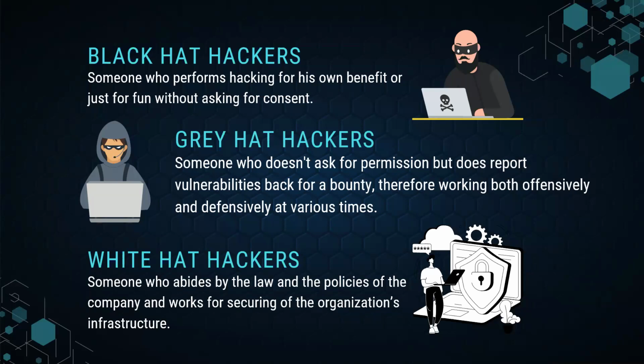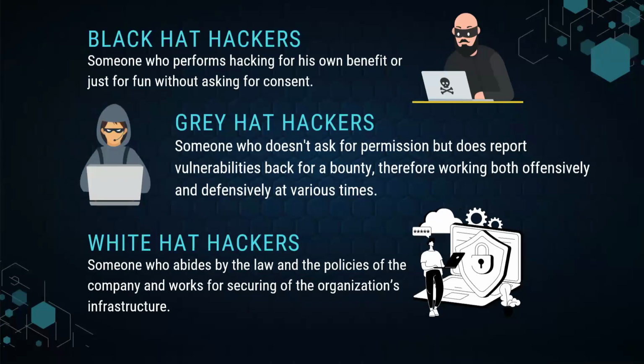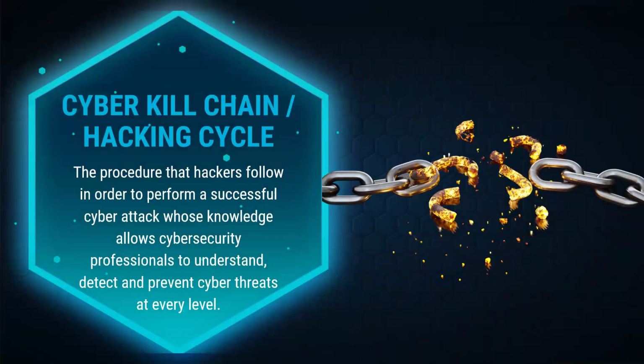Now, no matter what hacker you take here, these are professional individuals who perform hacking or ethical hacking in a certain procedure. That procedure is called the cyber kill chain. Our entire course is going to work on the cyber kill chain and understand the steps taken by hackers to perform attacks, or by ethical hackers to defend these systems. This is the procedure that hackers follow in order to perform a successful cyber attack. The same knowledge of this procedure also allows cybersecurity professionals to understand these attacks, to detect them at an early stage, and to prevent them at every level of the organization.